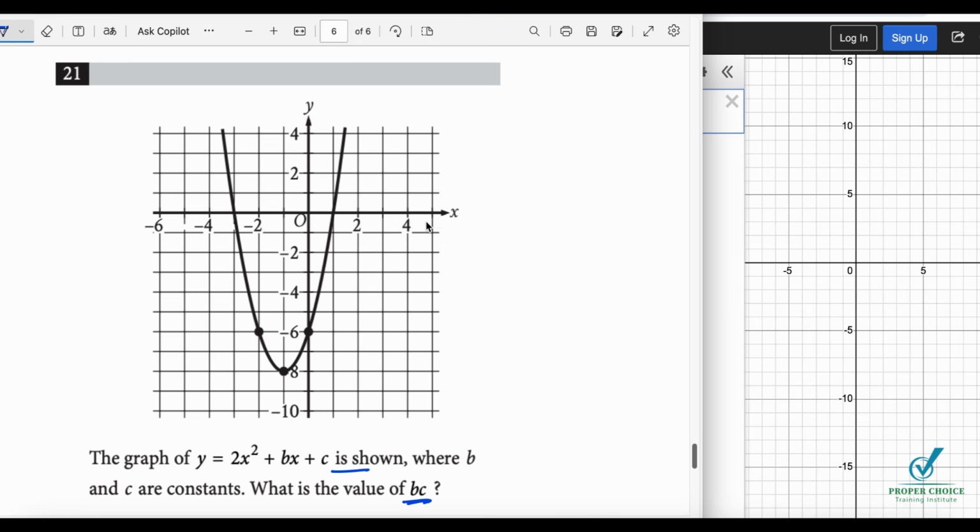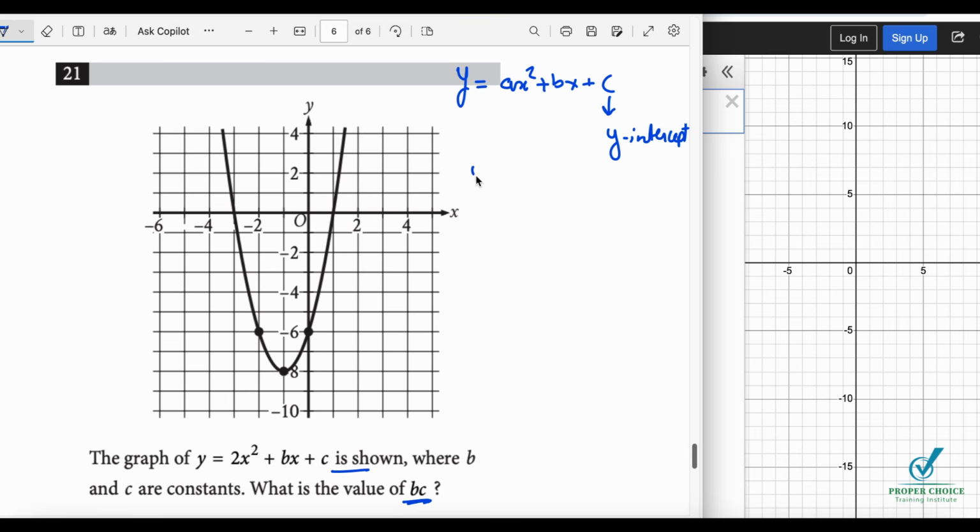So let me give you a brief about a quadratic equation and what each term corresponds to. Generally, when a quadratic equation is written like this, y equals ax square plus bx plus c, the c alone shows the y-intercept, and the y-intercept is the point where the graph of the quadratic equation crosses the y-axis.